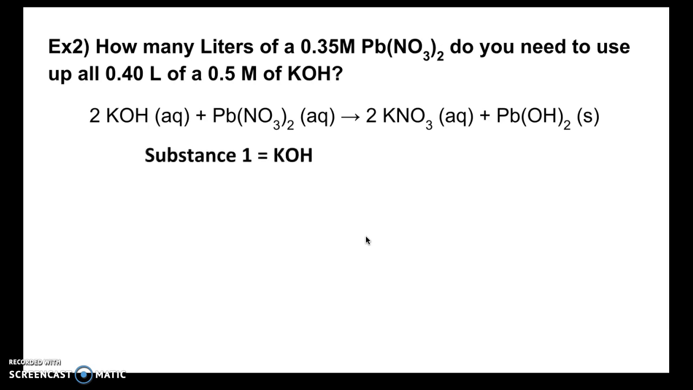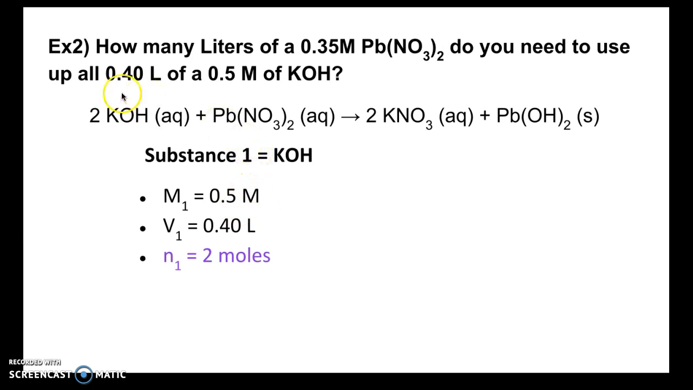So let's look at how we do this. It's super important whenever you do this, you need to set up and determine what substance 1 and what substance 2 are. For substance 1, I'm going to start with the KOH. According to this, it has 0.5 molar, so its M1 is 0.5 molar. And the volume of it is 0.4, so V1 is 0.40 liters. Remember, substance 1 would correspond to anything labeled 1, so M1, V1. And now N1, according to the balanced chemical equation, the coefficient is 2, so that's where that 2 is.